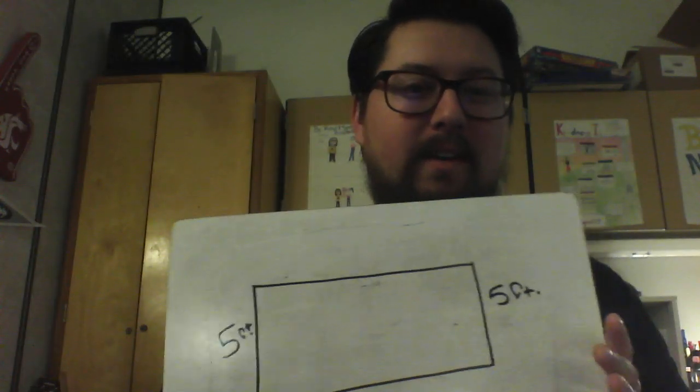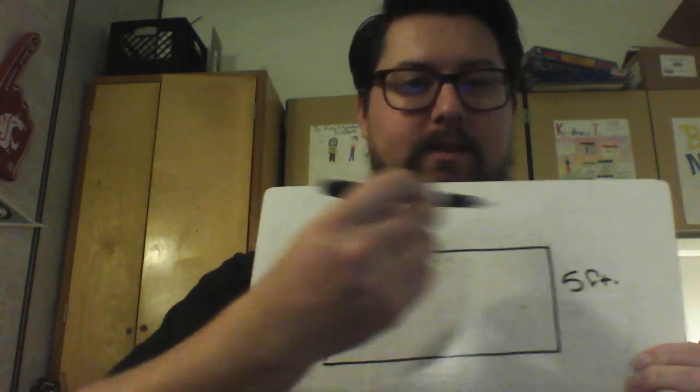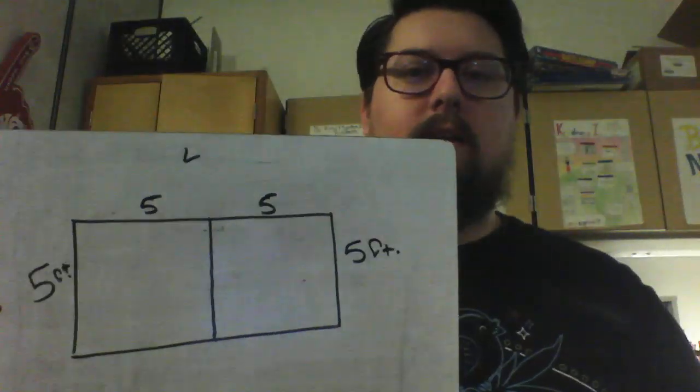Hopefully you know, if those two sides are taken care of, then my length is the other side. Width, length. Width, length. The length is twice the size of the width. Okay, well, the width is 5 feet. If the width is 5 feet, then the length is 5 feet 2 times. 5 feet and 5 feet.